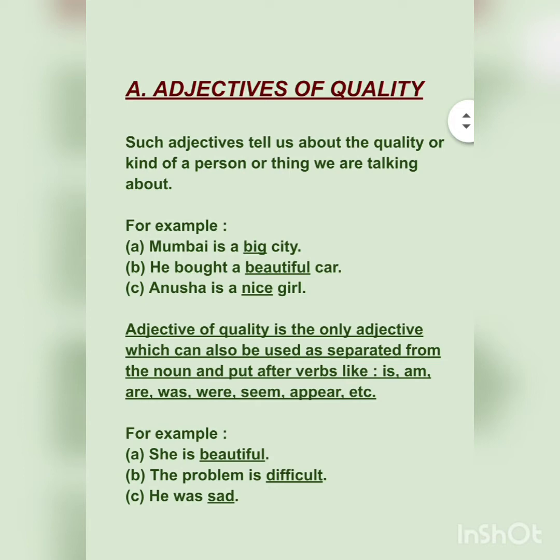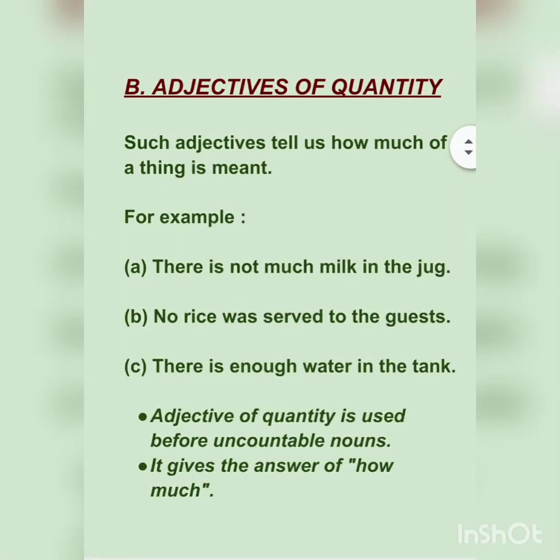One more important thing about adjective of quality is that adjective of quality is the only adjective which can also be used as separated from the noun and put after verbs like is, am, are, was, were, seem, appear, etcetera. मीन्स एडजेक्टिव ऑफ क्वालिटी एकमात्र एक ऐसा एडजेक्टिव है जो नाउन या प्रोनाउन से पहले भी यूज़ होता है और नाउन या प्रोनाउन से अलग भी यूज़ हो सकता है. दैट मीन्स वर्ब के बाद. फॉर एग्जाम्पल, शी इज़ ब्यूटिफुल, शी इज़ अ ब्यूटीफुल गर्ल. तो यहाँ पे ब्यूटीफुल गर्ल से पहले आ रहा है, हम इसको ऐसे भी लिख सकते हैं शी इज़ ब्यूटीफुल. तो यहाँ पे ब्यूटीफुल सेपरेटेड फॉर्म में भी आ रहा है. सो द मेन थिंग अबाउट दिस एडजेक्टिव इज दैट दिस एडजेक्टिव कैन बी यूज्ड विद नाउन ऑल्सो एंड विदाउट नाउन ऑल्सो.